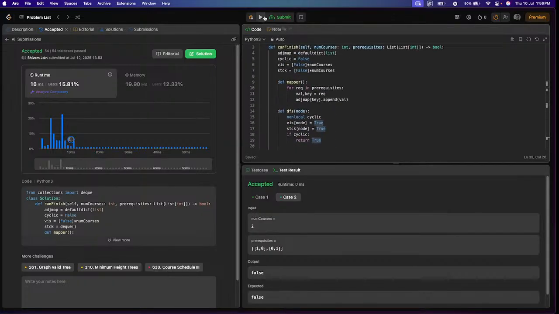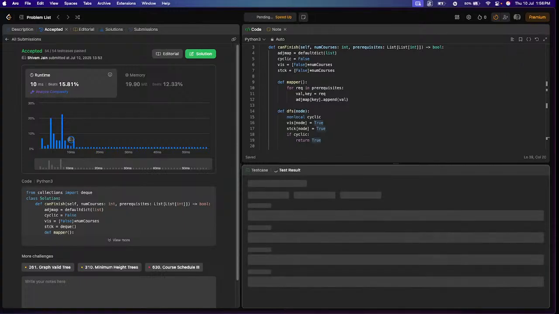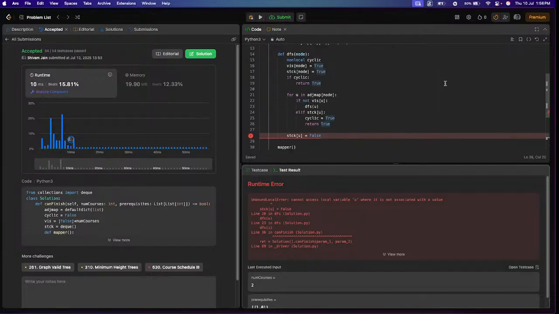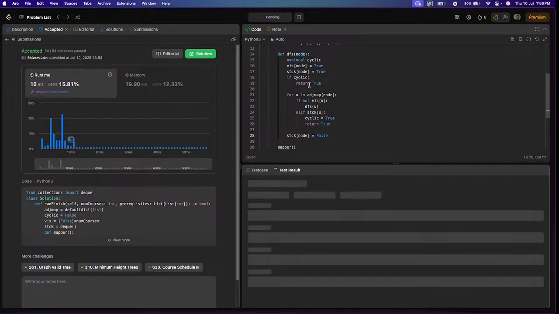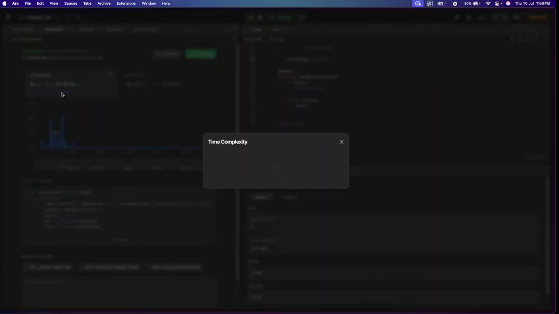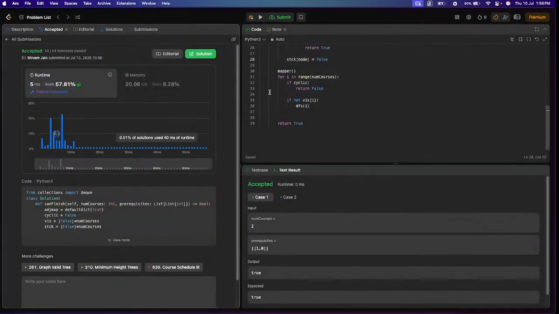Yeah, this alone would increase the speed. That's interesting. Oh my bad. Stack of node. My bad. Stack of node equals false. Let's see. There you go. Yeah, of course, this is not the best thing, but if you really analyze complexity, it's O of V plus E. That didn't do much difference.